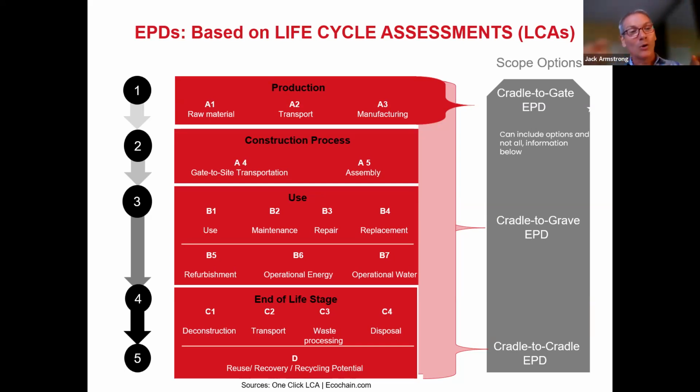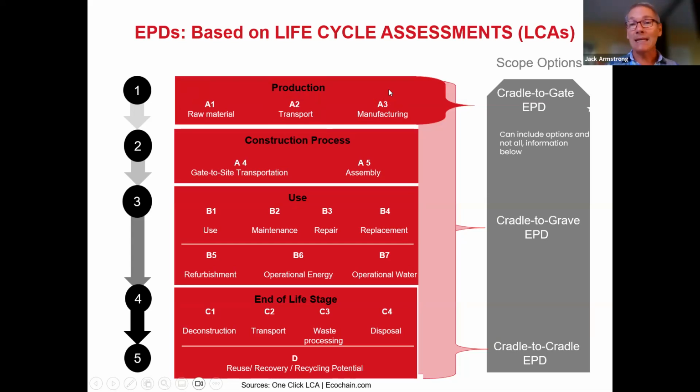Parallel horizontally to life cycle stage number 1 is the production of the product. The production actually means extraction of the raw materials, which you can see as A1. It can be the transportation of those raw materials to the factory, that'd be A2. And then it can be the manufacturing of that particular item, which would be A3.